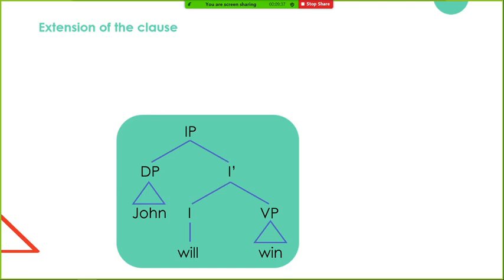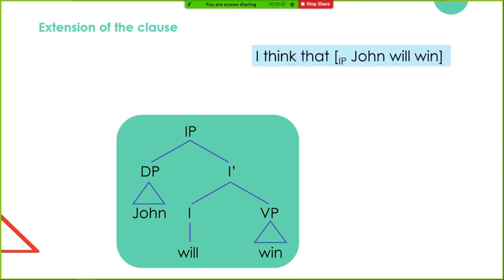Okay, so what we've said then is that we've got a sentence structure that looks like this. It's an IP with a subject, an inflection, and a verb phrase. Now, in embedded clauses, you can also get something else accompanying such clauses. So, for example, you can say, I think John will win, but you can also say, I think that John will win. And that's got this extra word that in it.